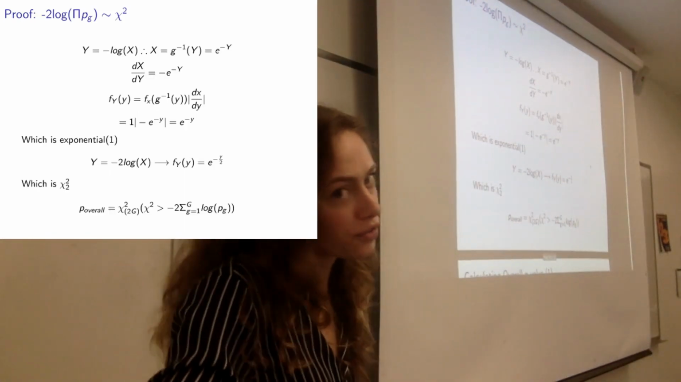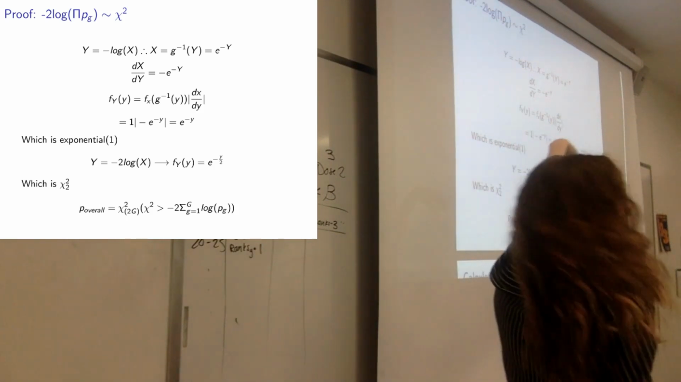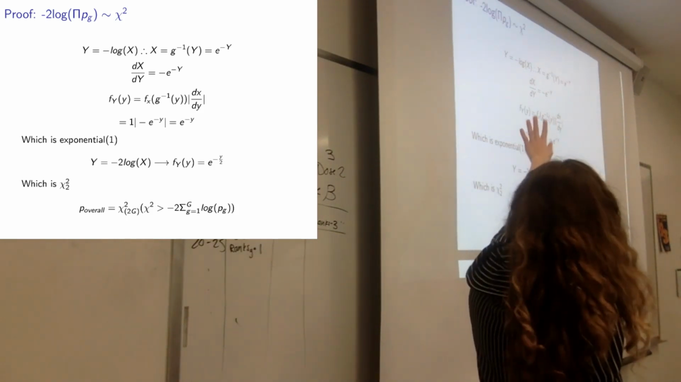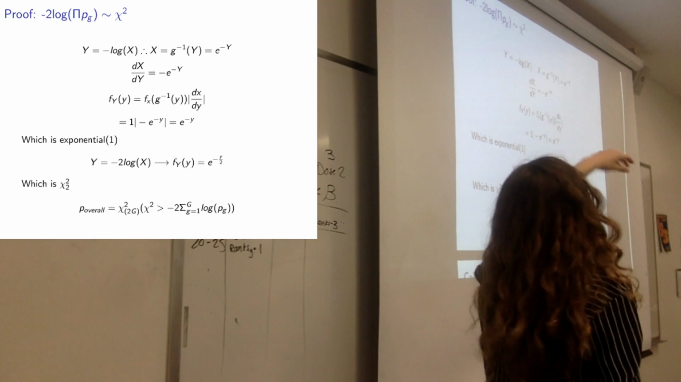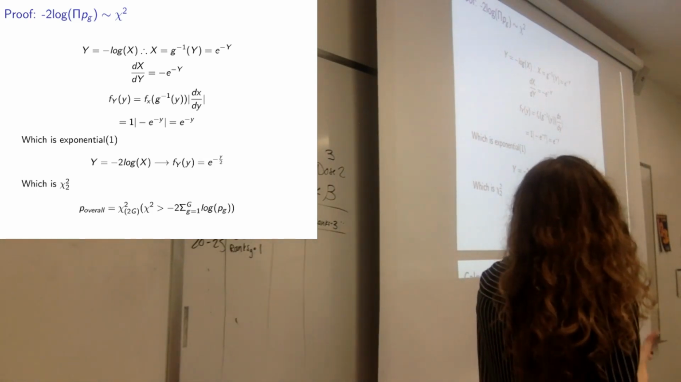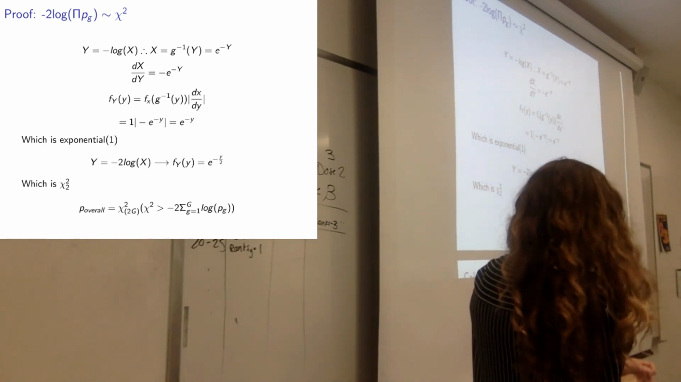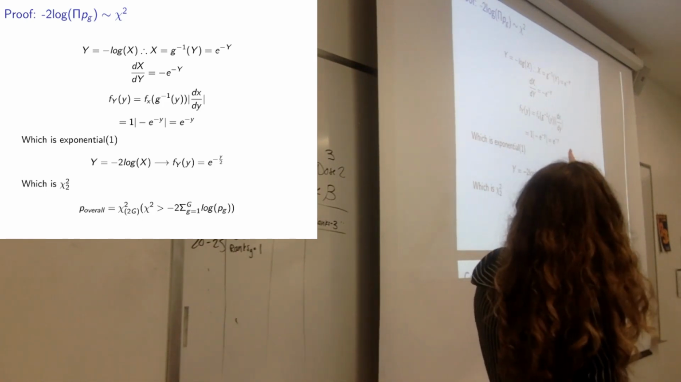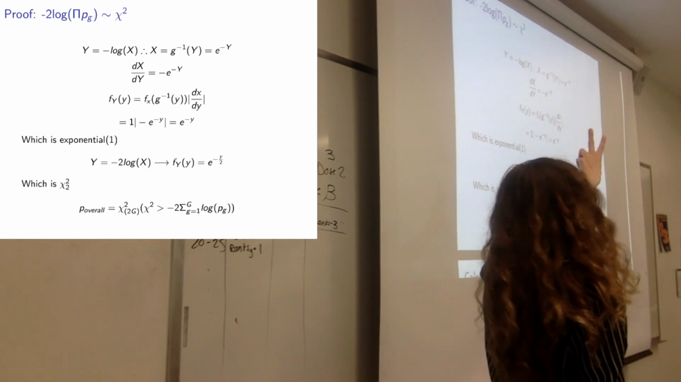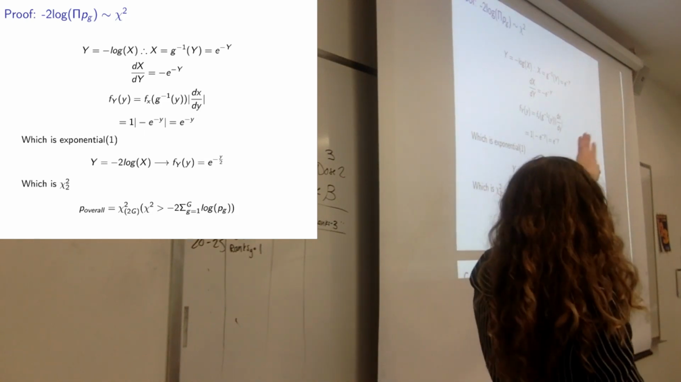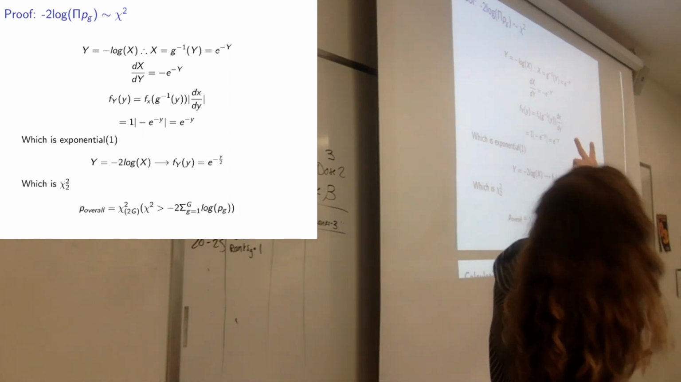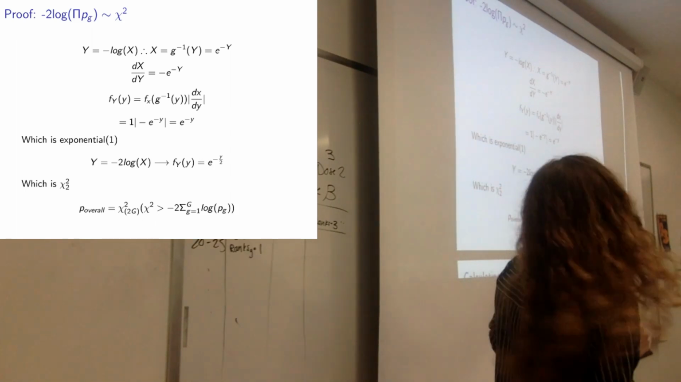So into the proof that if you take -2 log the product of your p-values, that's chi-squared distributed. So if we have y is equal to negative log x, where again x is uniform, then that means you can take the inverse, and the g inverse of y is e to the negative y. And then we want to take the derivative, so that's negative e to the negative y.